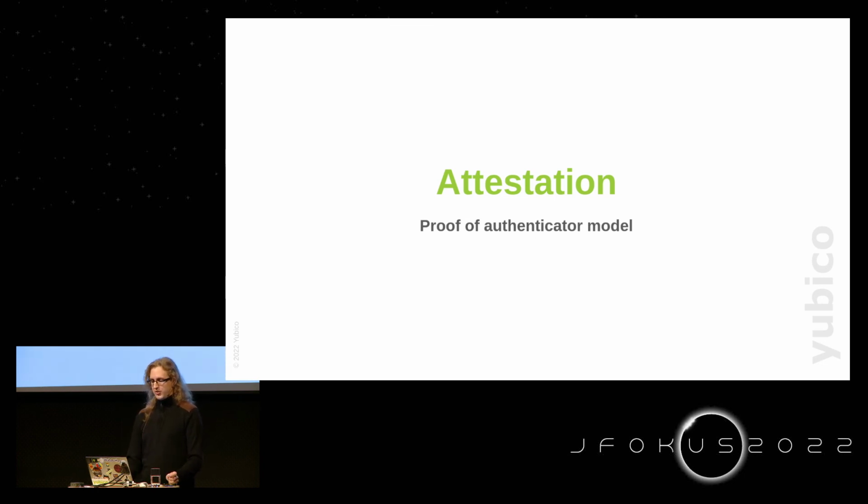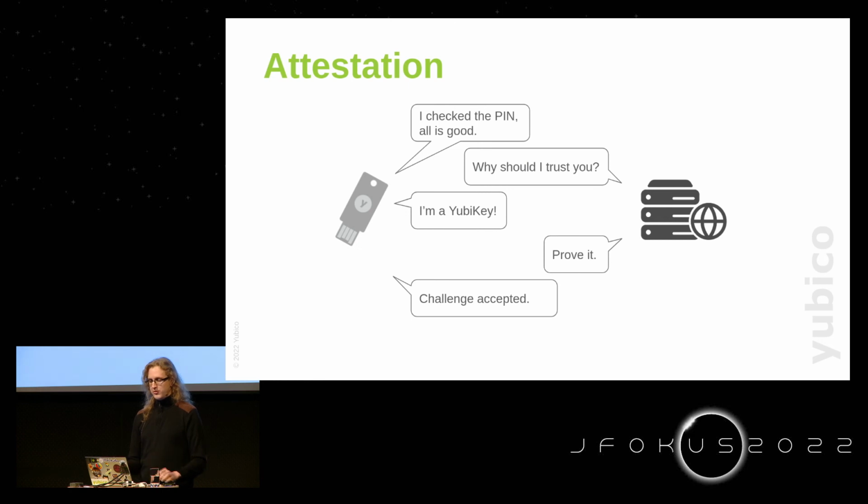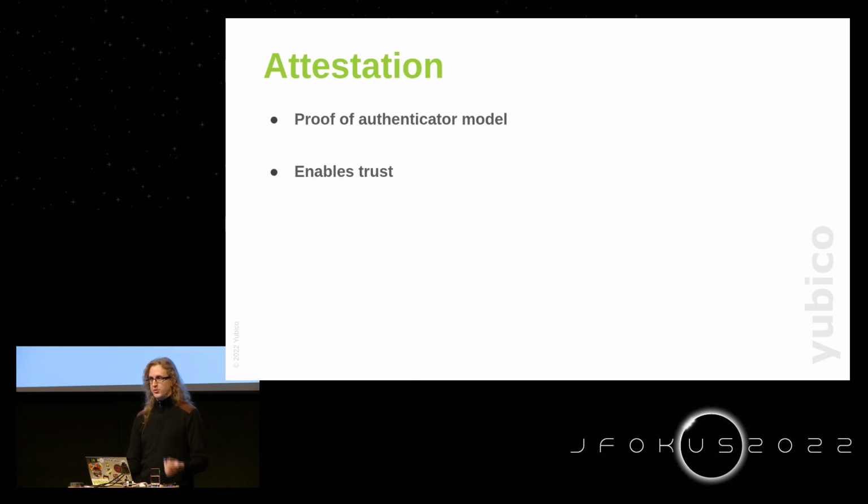And essentially the way that works is, well, you have the YubiKey or other authenticators saying, yeah, I checked a PIN or a biometric or something, and everything is good. I have performed successful 2-factor authentication. And then the server can say, okay, but why should I trust you that you're not lying about user verification? And the YubiKey can say, well, I'm a YubiKey. You know that YubiKeys are trustworthy. And the server can say, okay, but prove that you're a YubiKey. And that's what we can do with attestation. So it's a proof of what Authenticator model the user is using.